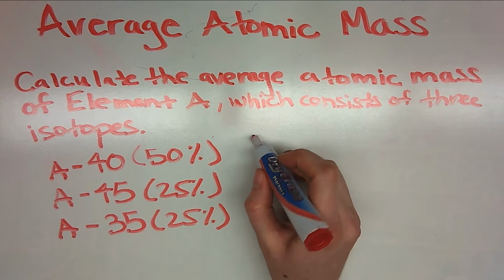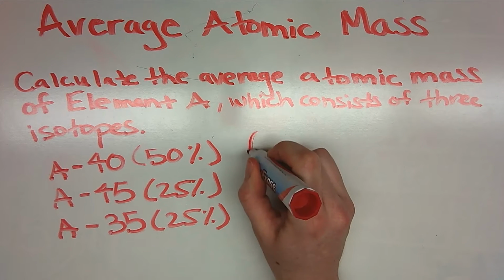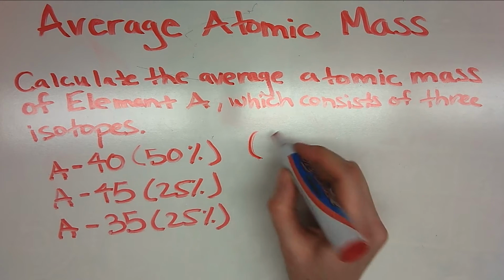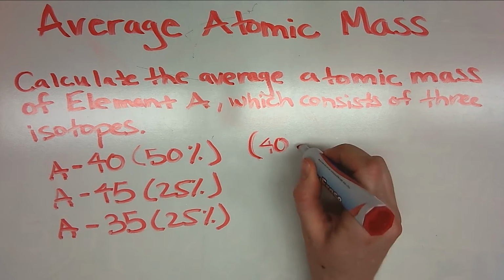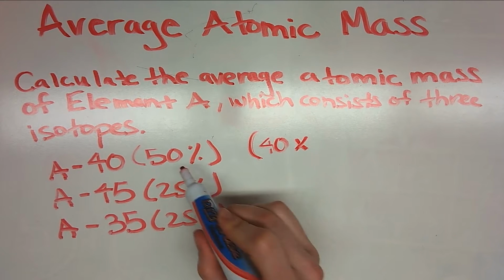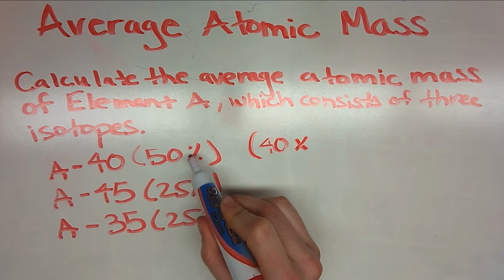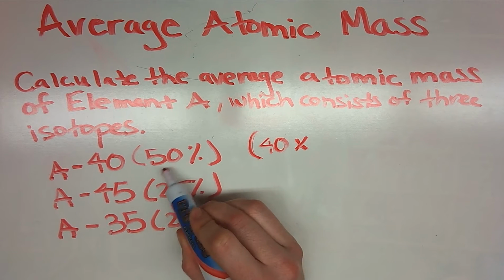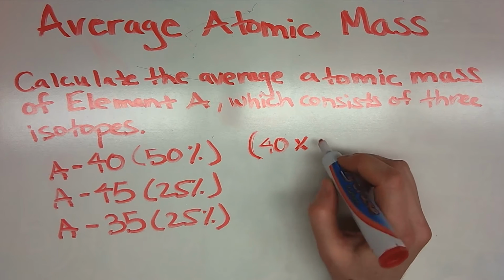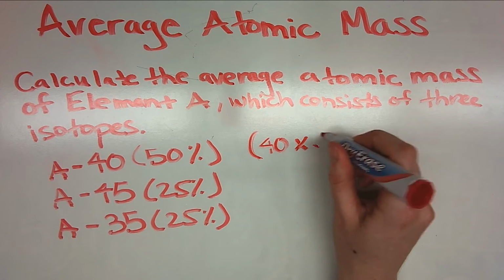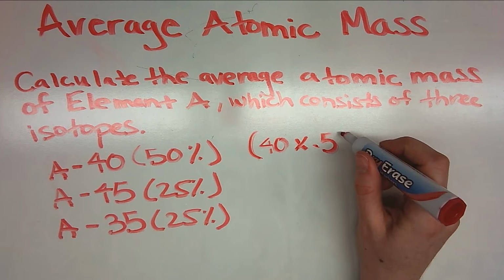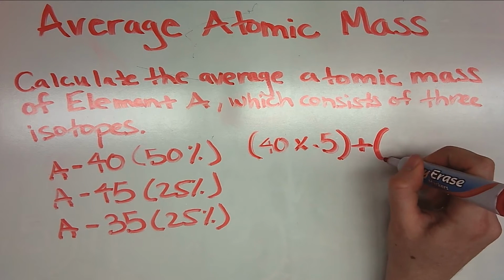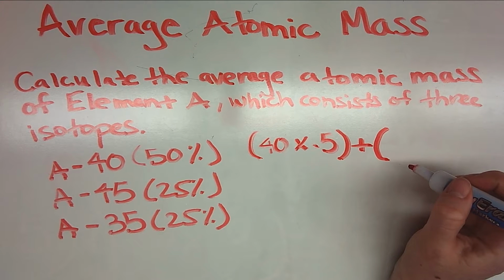So when we start, I'm going to open my parentheses, and I'm going to put the mass of the first isotope, which is 40, and I'm going to multiply that by its percent abundance, but I'm going to turn that percentage into a decimal by moving my decimal place 1, 2 places to the left. So 40 times 0.50 or 0.5. Now I'm going to add that and do the same thing for the remaining 2 isotopes.